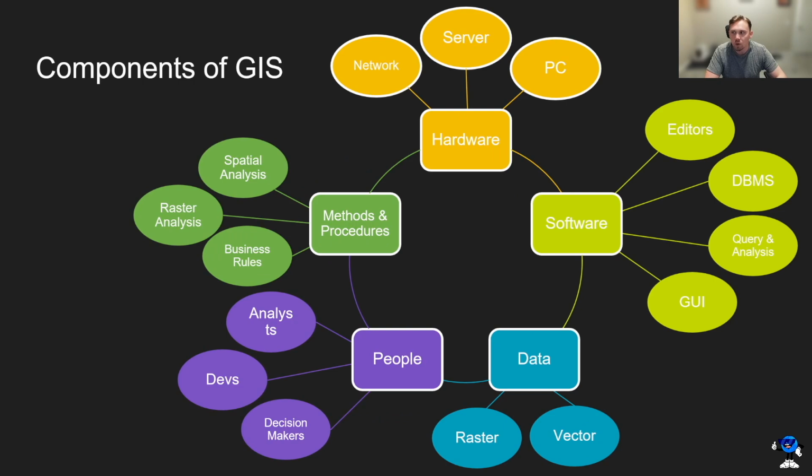But this can be broken down into a lot more different categories. Hardware is the computer, and then software provides the functions to analyze the GIS. Possibly the most important component of a GIS is the data. Geographic data and related tabular data can be collected in-house or purchased from a commercial data provider.